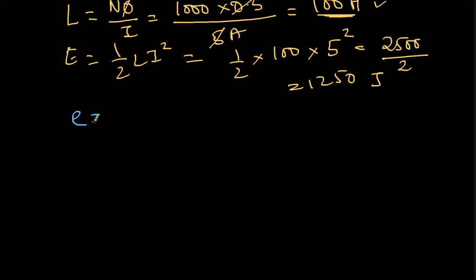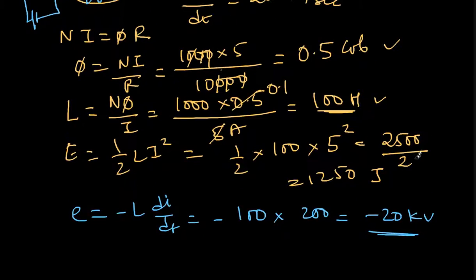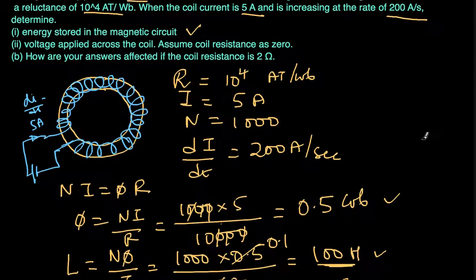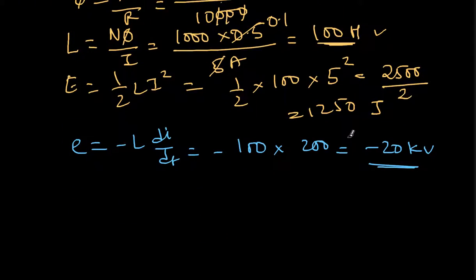Induced EMF is minus L di by dt. So that is minus 100 into 200 per second, which is nothing but minus 20 kV. These values are coming out quite different. I think there might be some problem somewhere in the data itself. Let's continue.